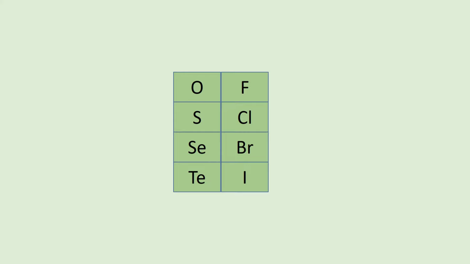Okay then, let's just focus on group 6 and group 7 of the periodic table. We're going to consider two trends here. We're going to consider the trend as we go down the group, and we will also consider the trend as we go across a period.